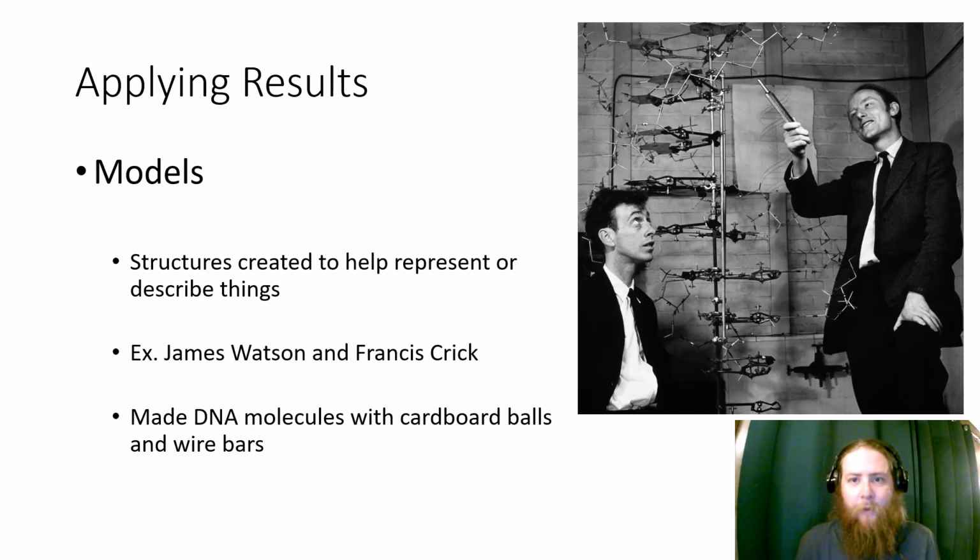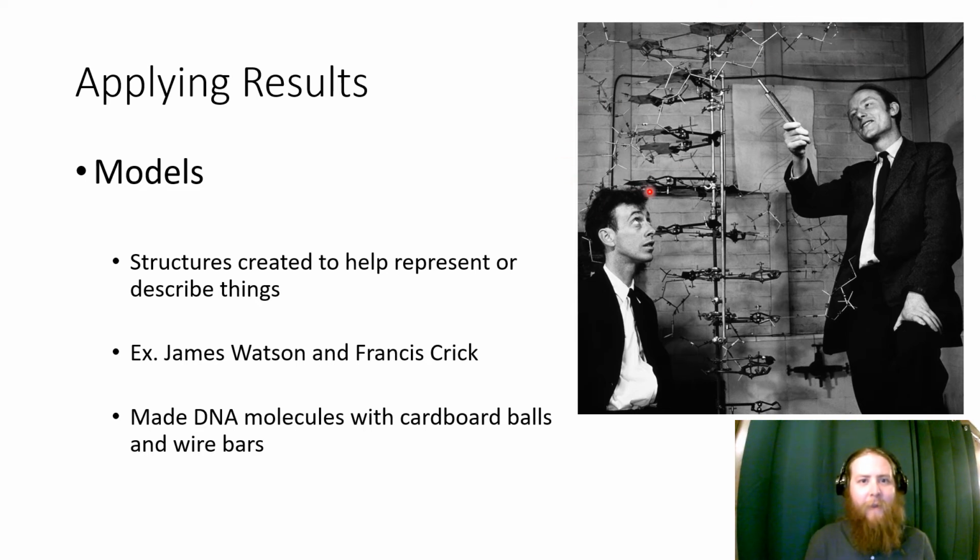All right, so let's talk about applying results. In biology and science, in this class, we will be making models. These are structures that are created to help represent or describe things that we see in the natural world. So the example here is Mr. Watson and Mr. Francis Crick. They made a model of DNA with cardboard balls and wire bars to take this really, really tiny structure. There's millions of molecules of DNA inside of your cells. To take these tiny structures and blow them up to be something that they can actually see and manipulate and try to understand better, because it works a little bit better for the human eyes.